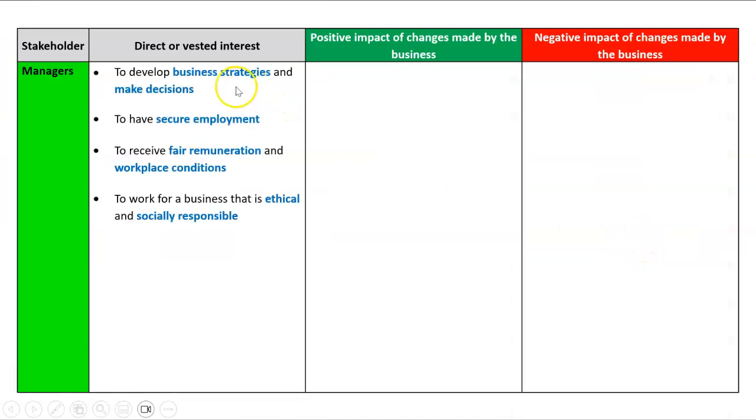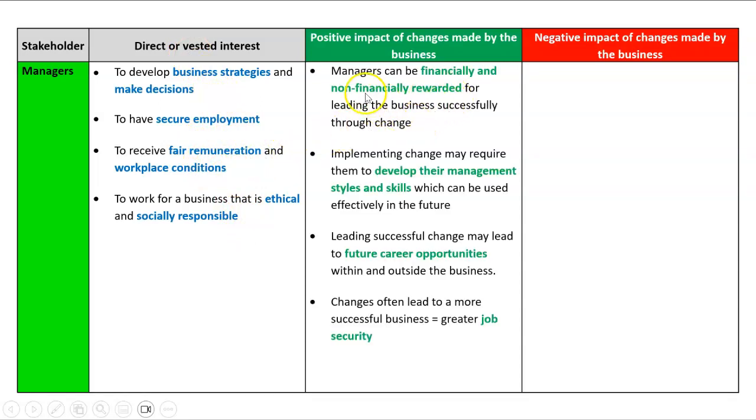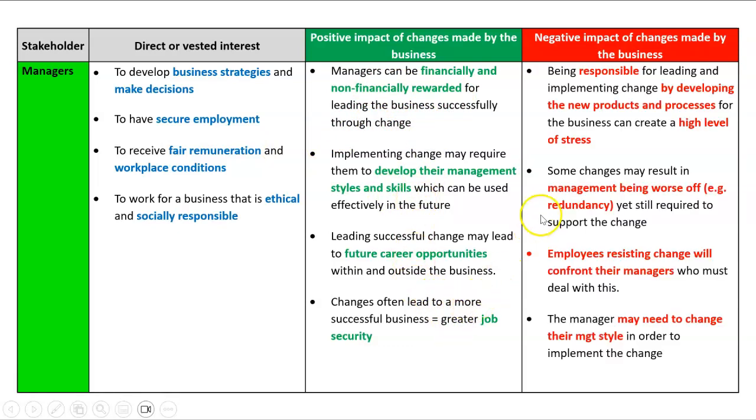For managers, what do they want from the business? Well, that's the same as earlier in the course. They want secure employment, fair remuneration, etc. The positive impact is when they implement change, they can be rewarded. They also get to improve and develop their careers. What are some negative impacts? Well, they're the ones directly responsible for the change. So that's a lot of pressure and a lot of stress. And sometimes it can actually mean a change that management is the one that's being made redundant. Also, they're going to have to deal with employees who often resist change.